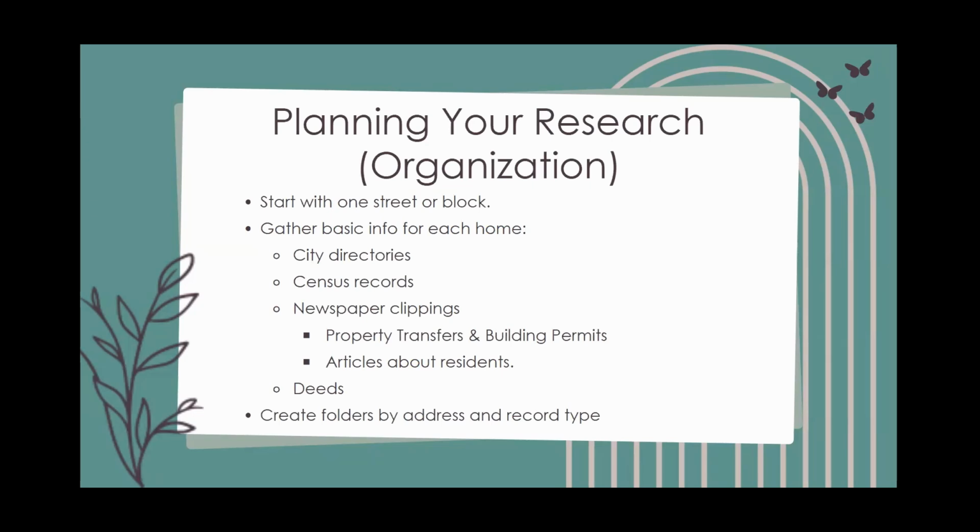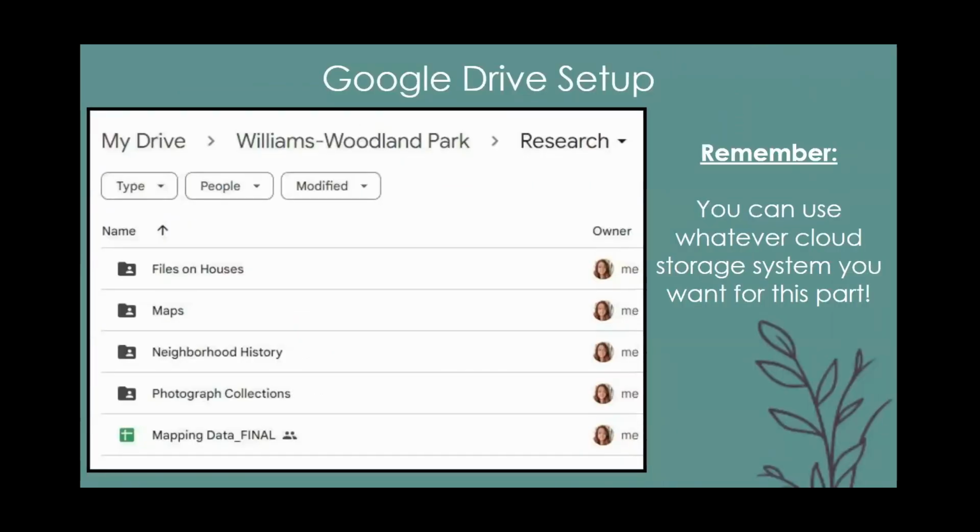Another thing you want to look for are deeds, if possible, if accessible to you. And then you want to create folders by address and record type. So this is how I've kind of set things up. It is up to you. How you organize things is however it best makes sense for you. And remember, you can use whatever cloud storage system you want for this part. Like I said, it just needs to have the ability for you to create a shareable link.